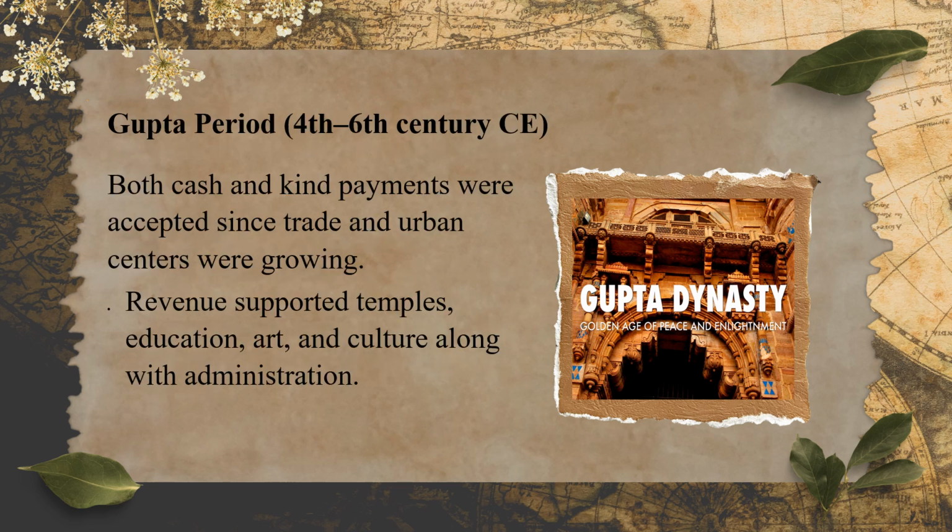Both cash and kind payments were accepted since trade and urban centers were still growing. This revenue supported temples, education, art, and culture, along with administration.